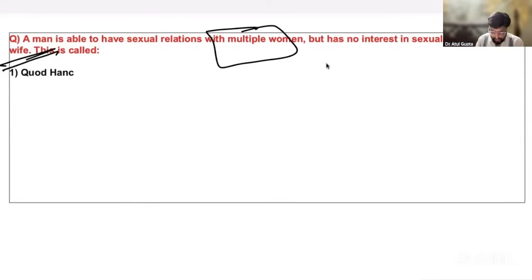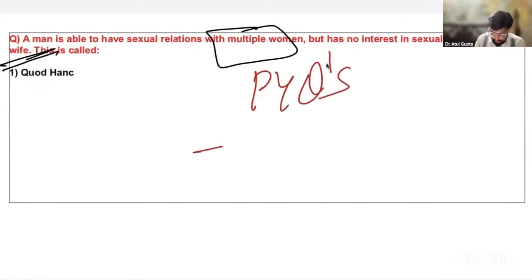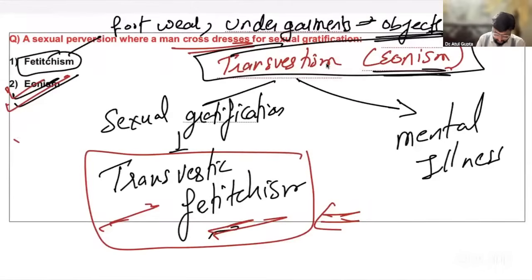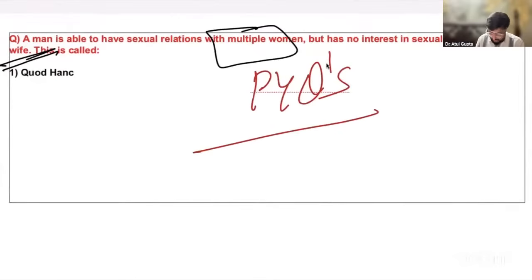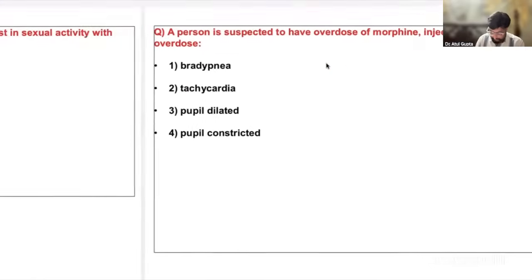So this is a quad question. I don't know what the other choices were, but this is a simple PYQ. This is also a PYQ only. So forensics were all PYQs, I will say, which I all teach in the class.